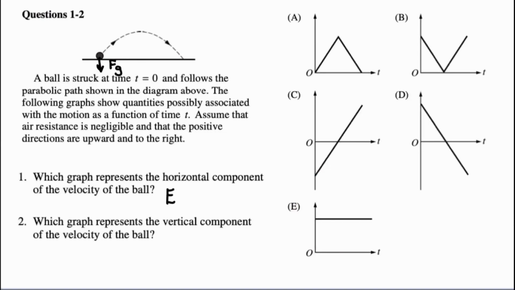Next, which graph represents the vertical component of the velocity of the ball? Our velocity vector initially is going to be positive in the upward direction. Then when it reaches its apex, our velocity in the y direction is equal to 0. And then right before it hits the ground, our velocity is negative. So we want to see something that goes from positive to 0, then negative, which is exactly what graph D shows. We go from positive, it hits the 0 point, then it goes down to the negative direction. So 2 is going to be D.